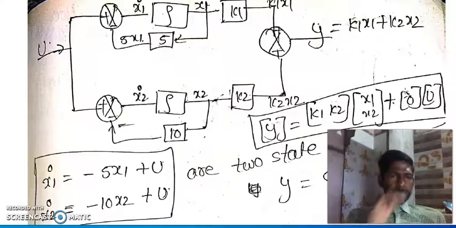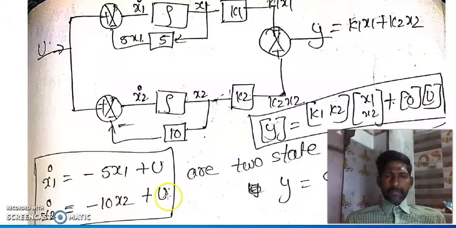So we can represent x1 dot equal to minus 5 x1 plus u. What is the value of x1 dot? It is u minus 5 x1. See here, your plus is there, here minus is there. U minus 5 x1, that is minus 5 x1 plus u. And x2 dot is nothing but u minus 10x2, or minus 10x2 plus u. This is the state equation.